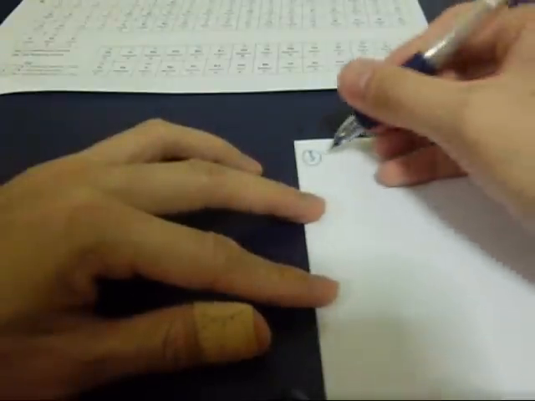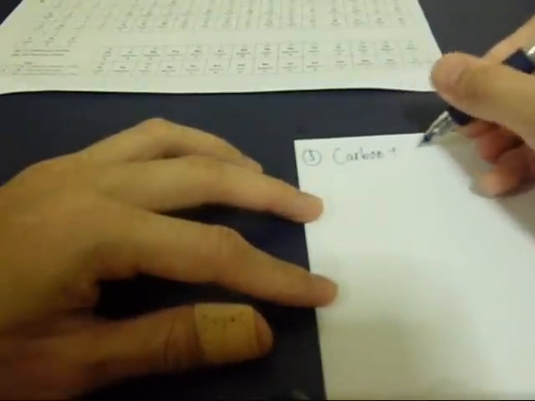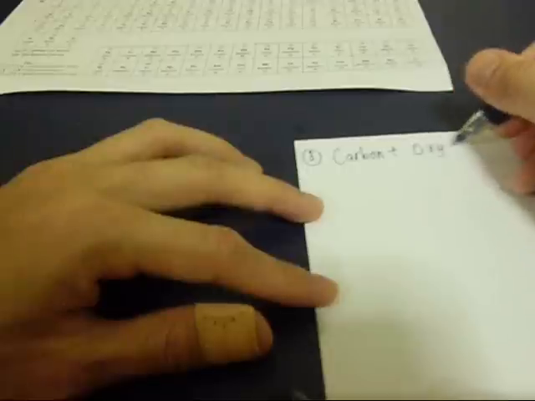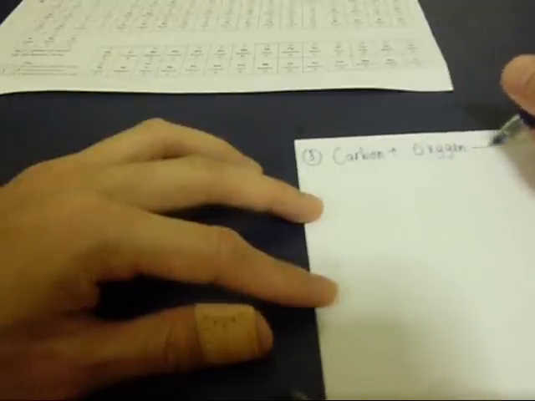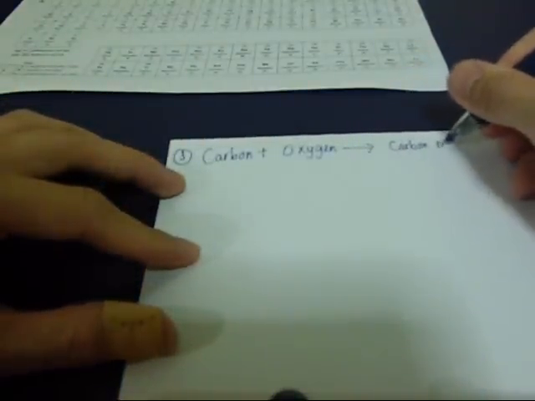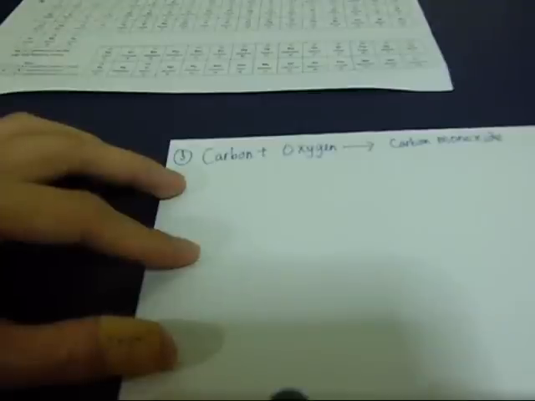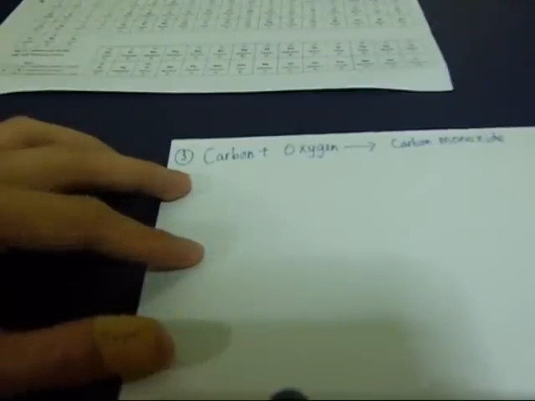Okay, now let's look at the third example. Okay, the third example is carbon react with oxygen to give you carbon monoxide. So how do you write the chemical equation, a balanced chemical equation for this reaction?